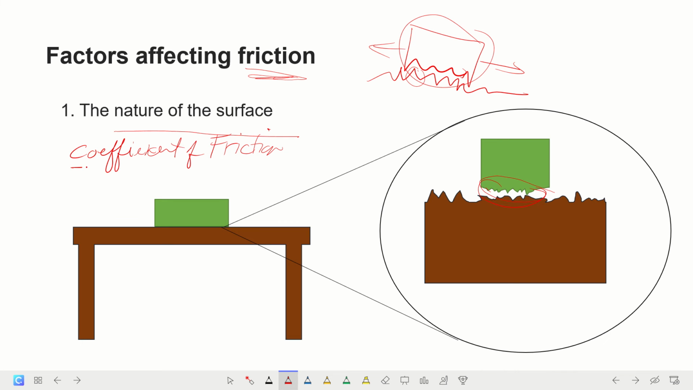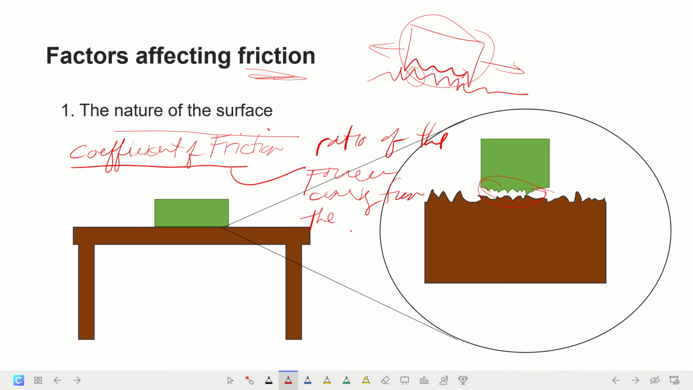So this coefficient of friction is the ratio of the forces coming from the irregular surfaces of bodies in contact.